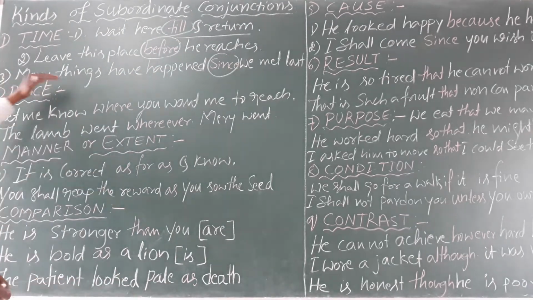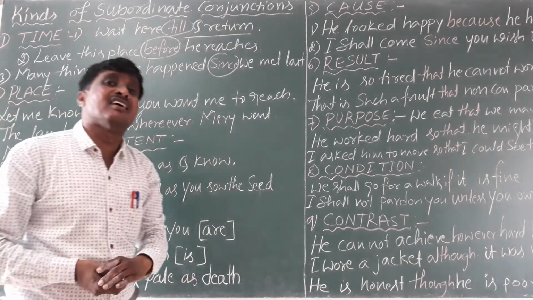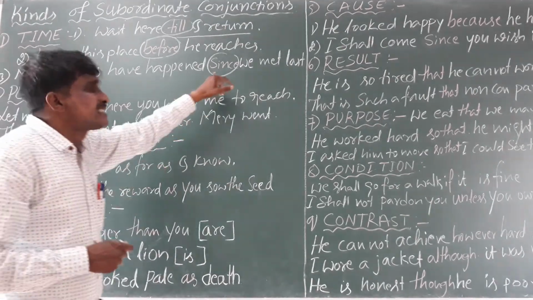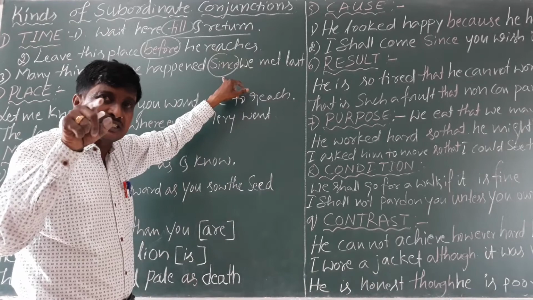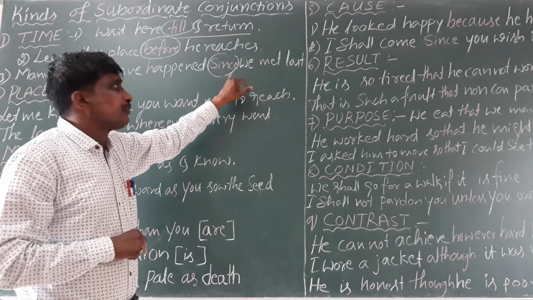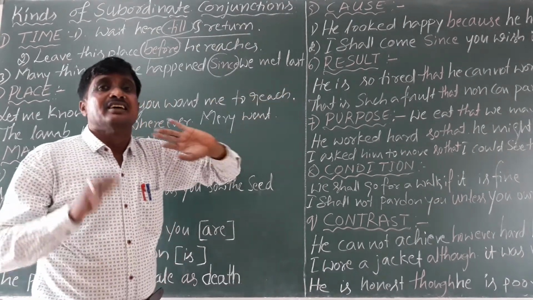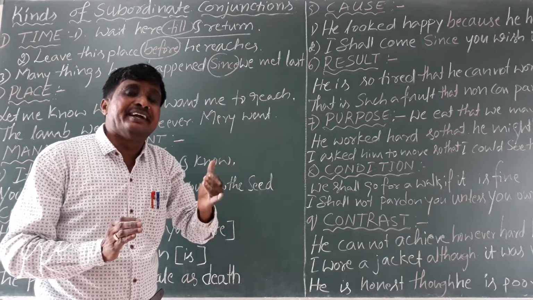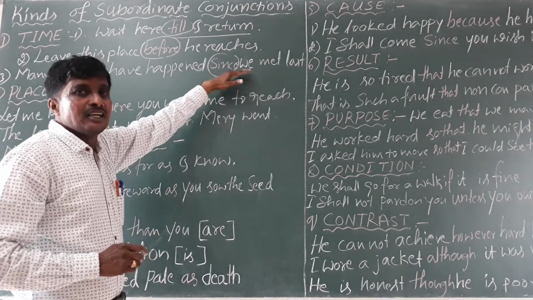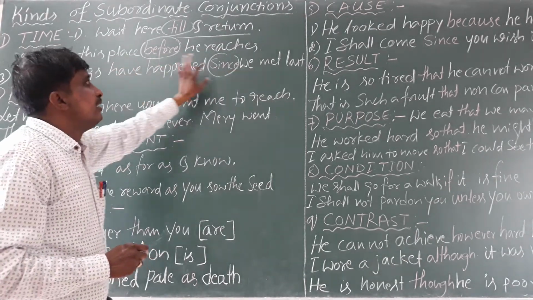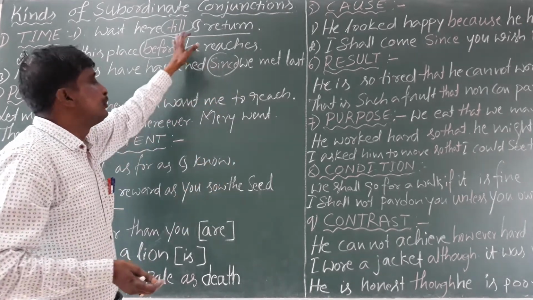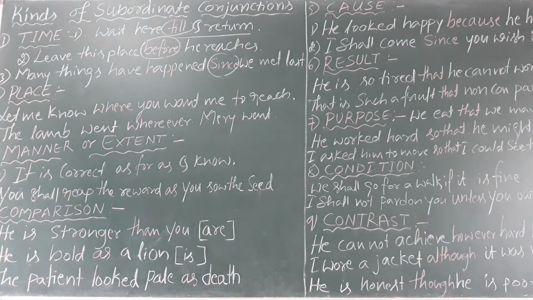See, many things have happened since we last met. Many things have happened is the main class. Since is a subordinate time conjunction. We met last is dependent, which means a subordinate class. So the subordinate class joins with the main class by since. Since, before, till express time.